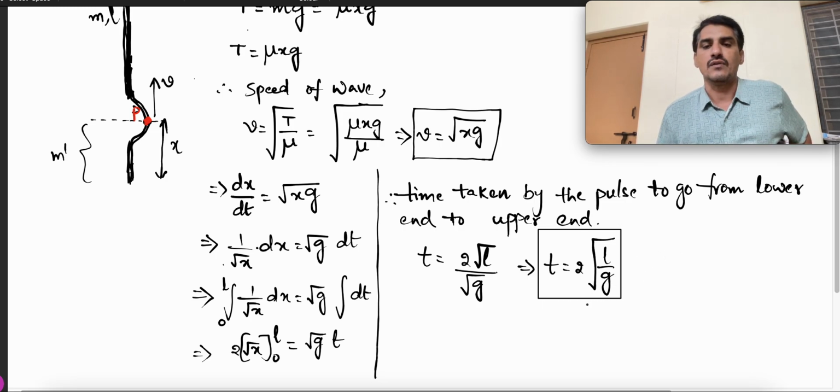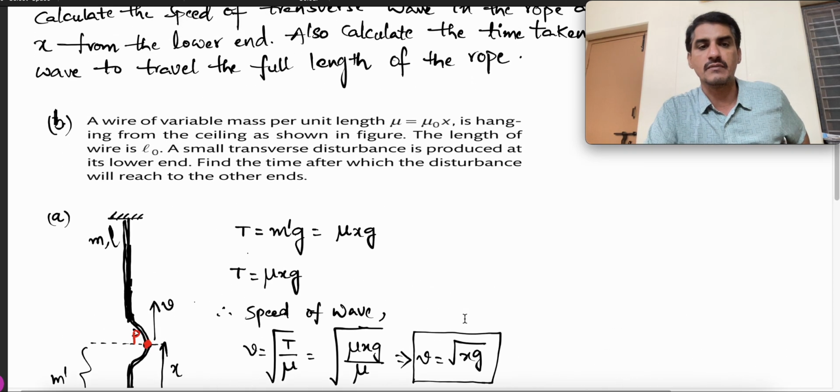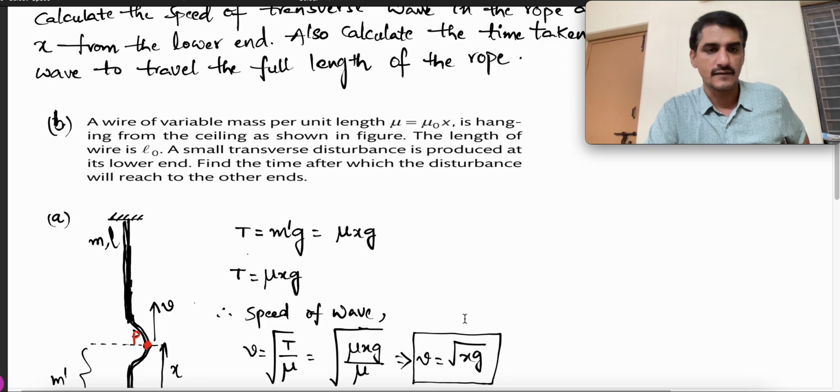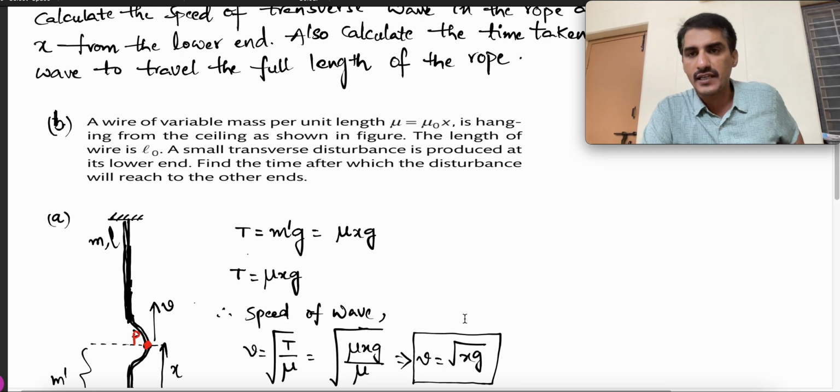Now let us discuss the next problem. It is quite easy and also a similar problem, that's why I am discussing it here. The second one: a wire of variable mass per unit length, mu is equal to mu naught into x. Here in question A, mu is constant. It is a uniform rope.